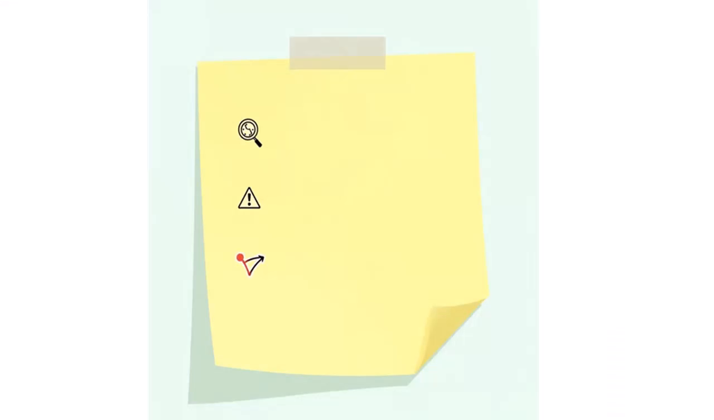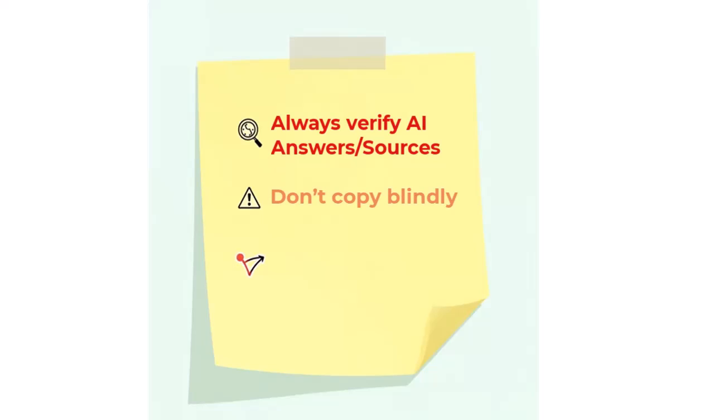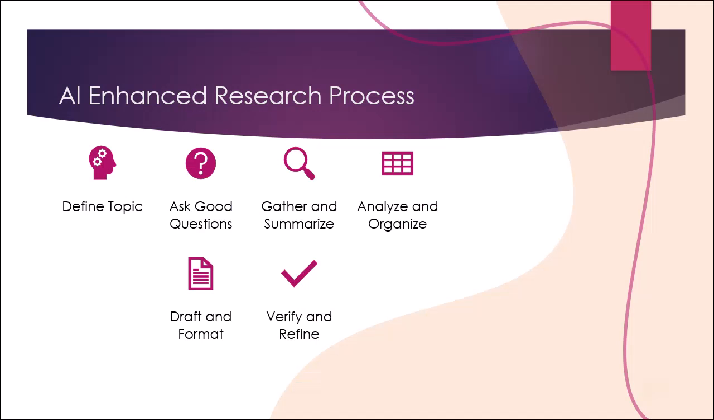Let's wrap up with 3 quick tips. Always verify AI answers with real sources. Don't copy AI outputs blindly. Use them as a starting point. And keep asking follow-up questions. AI works best when you guide it step by step. So that's the complete research process and how AI can help you work faster and smarter at every stage.